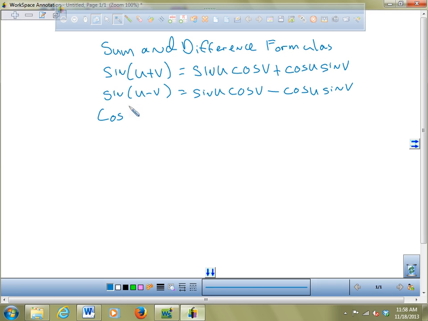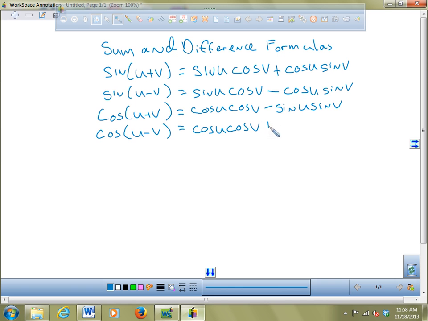Cosine of u plus v is equal to, so this one isn't as intuitive, cosine u cosine v minus sine u sine v. And then cosine of u minus v is equal to cosine u cosine v plus sine u sine v. And then we have some ones for tangent.